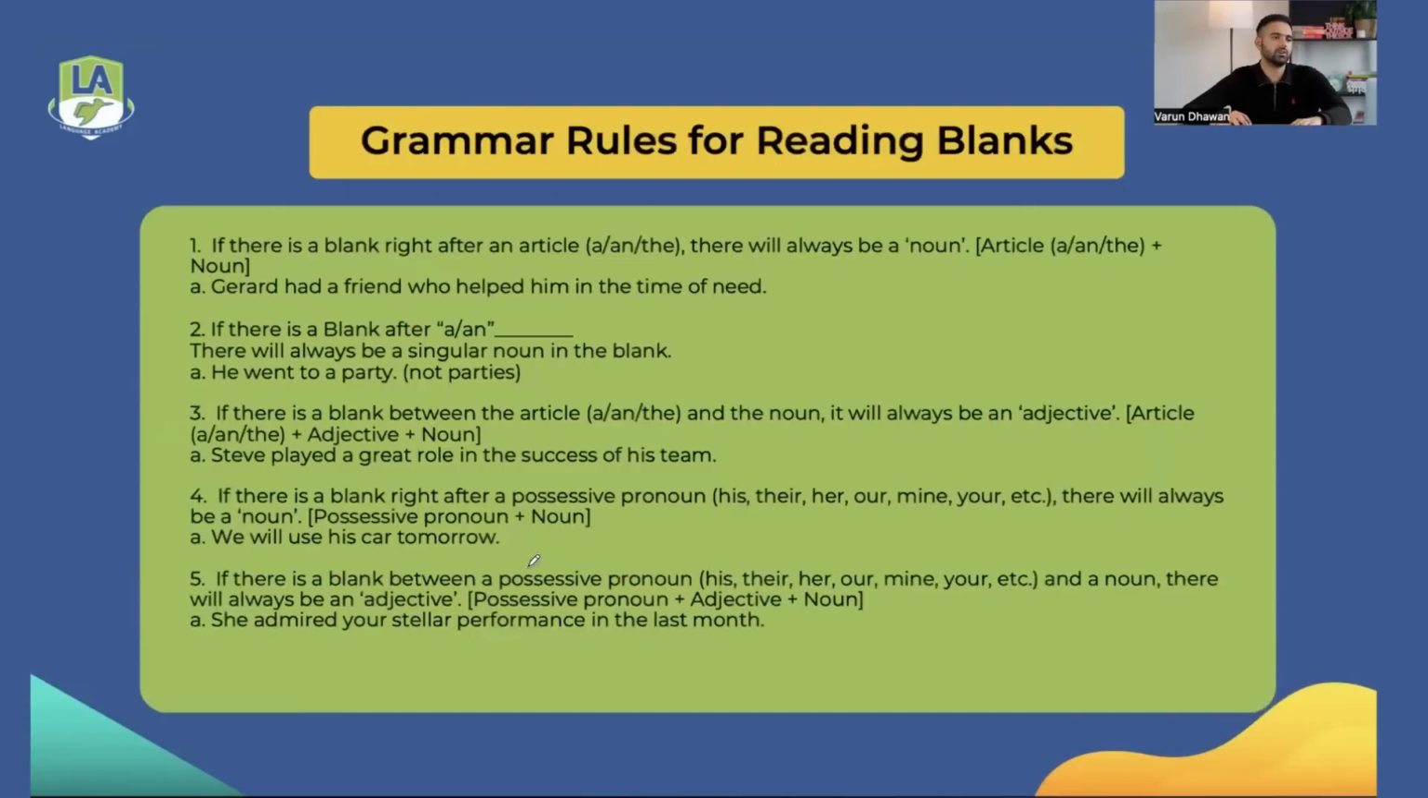Now let's have a look at a few of the important rules which are applicable in a number of blanks. I really want you to write these down so that you don't have any issues while you're solving your reading blanks. The very first rule is not just applicable in drop-down blanks. This will also be applicable in the fourth task, which is your reading blanks. Remember, if there is any blank after an article a, an, or the, there will always be a noun.